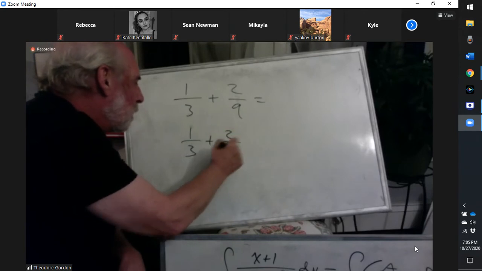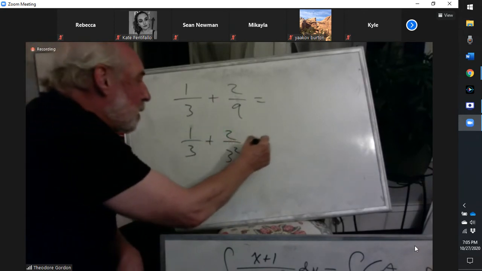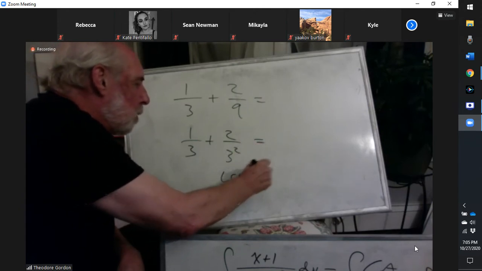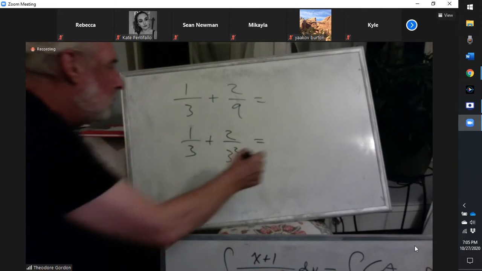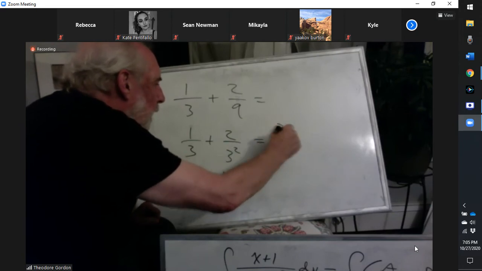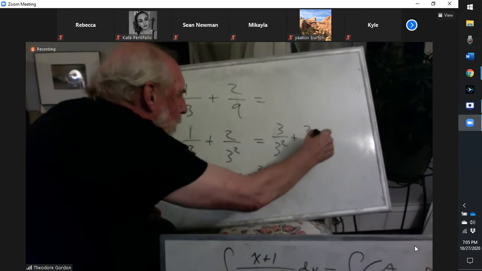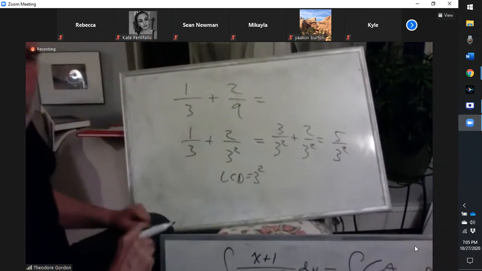So it's 2 over 3 squared. Oh, so the common denominator here is 3 squared. So we change this one over here. We change this to 3 over 3 squared plus 2 over 3 squared, and our final answer is 5 over 3 squared.